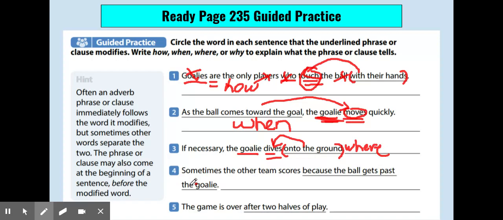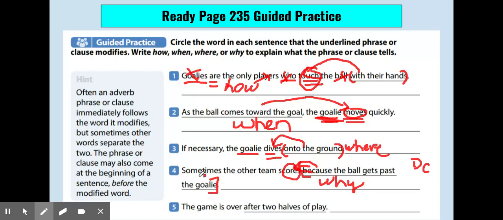Number 4, sometimes the other team scores because the ball gets past the goalie. Well, let's see. I've got the entire clause right here because by the way, this is a what kind of clause? Good job. It is a dependent clause. Because the ball gets past the goalie is telling us why the other team scores. So it's going to be modifying scores right there, and it's answering that question, why?